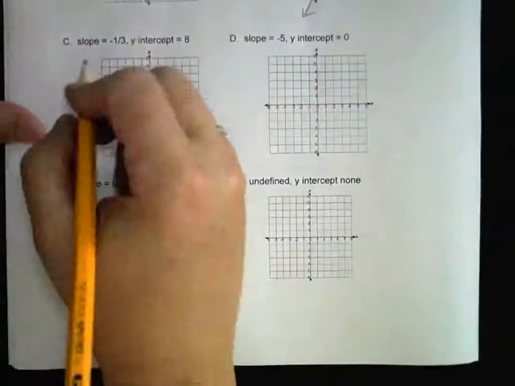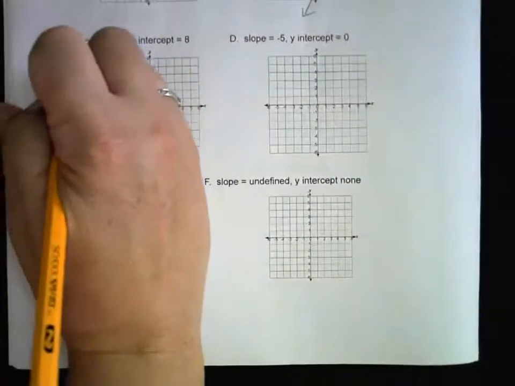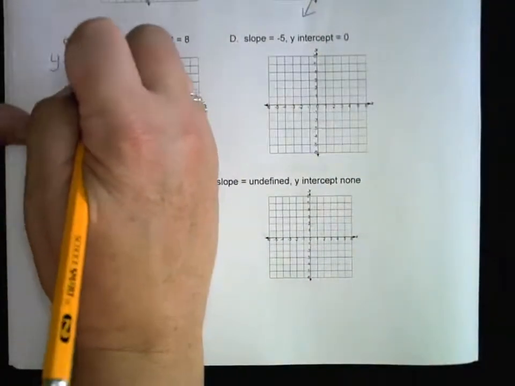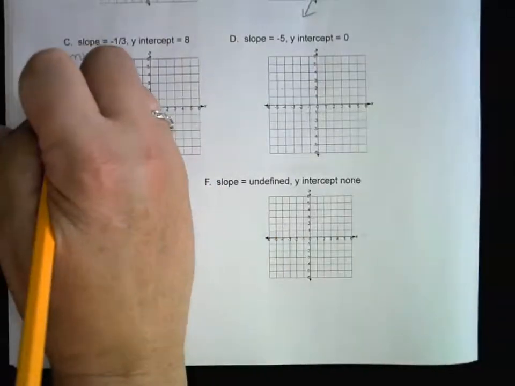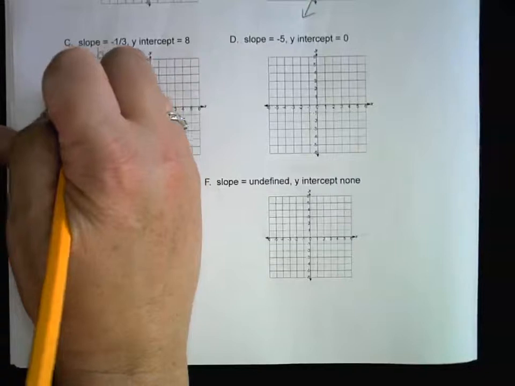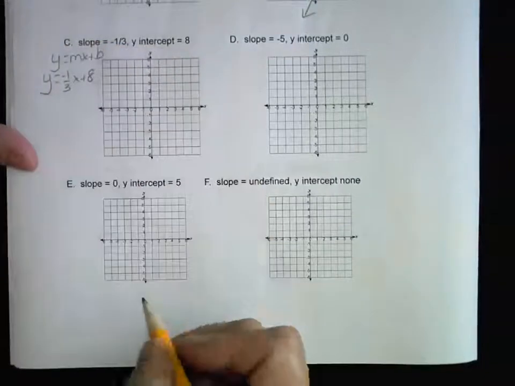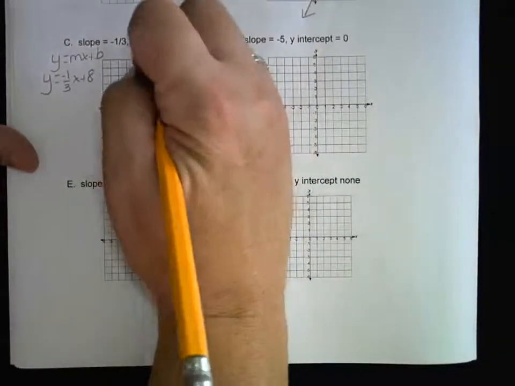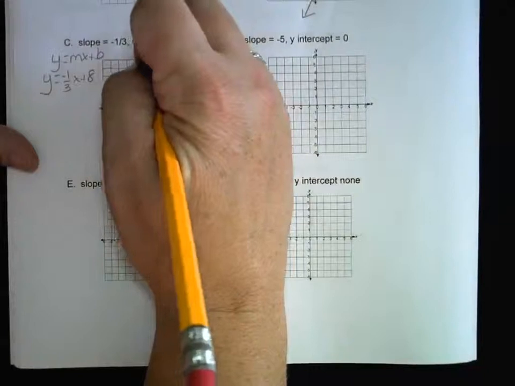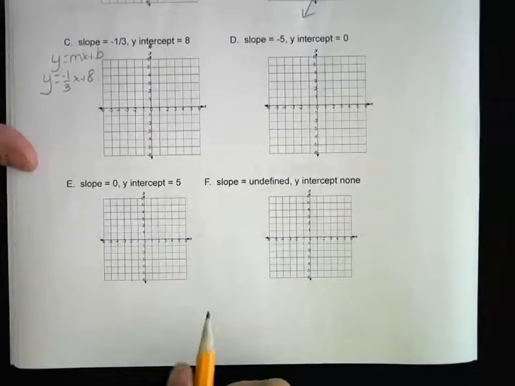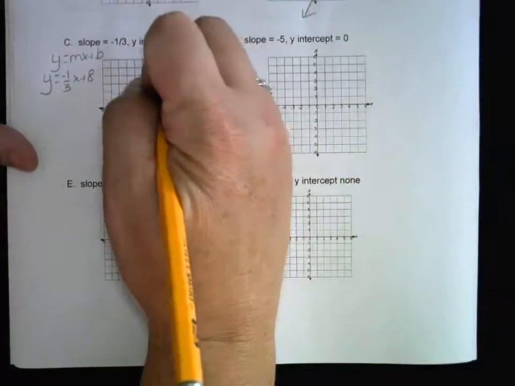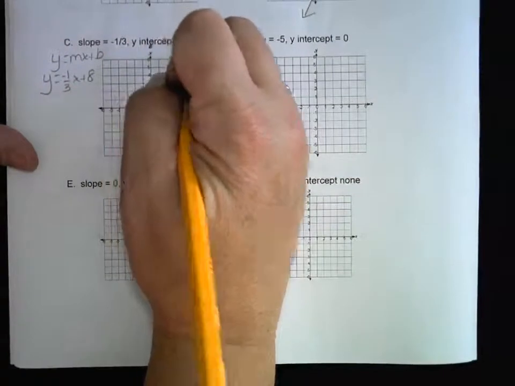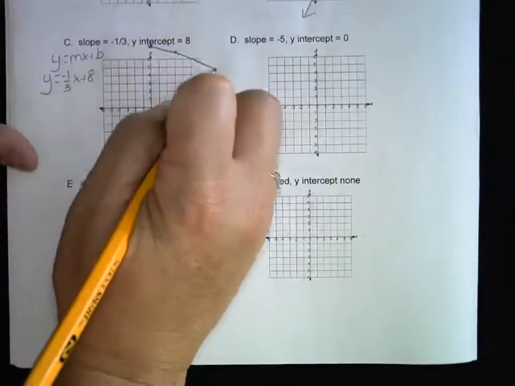Letter C, we have to put those numbers into y equals mx plus b. So that becomes -1/3 x plus 8. We're a little bit off the charts right here. 8 is right there. Slope is -1/3. So you go down 1 and 3 to the right.